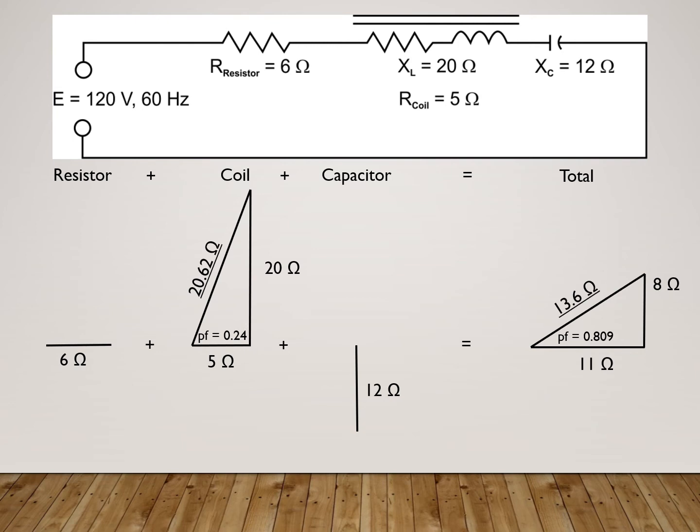If you look at that and compare it with the total impedance of the coil by itself, you'll find that we're almost half what the total impedance of the circuit is. And that's because that capacitive component is offsetting the inductive component.